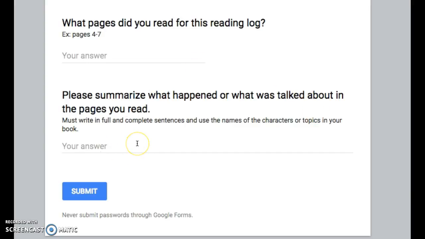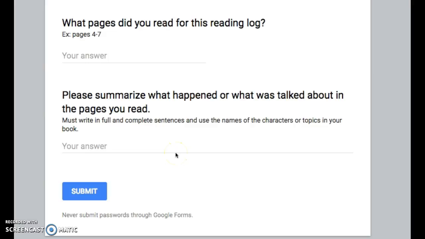Now, this is going to go into your reading comprehension grades. So one of these needs to be finished every week. Make sure that you actually do the reading, and it needs to be at least 3 pages. You may read more if you'd like, but it needs to be at minimum 3 pages. And finish this and then submit it.